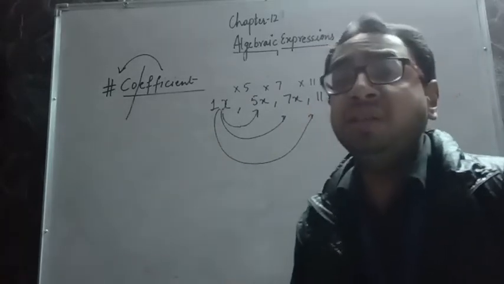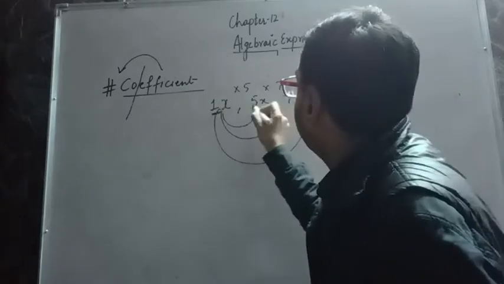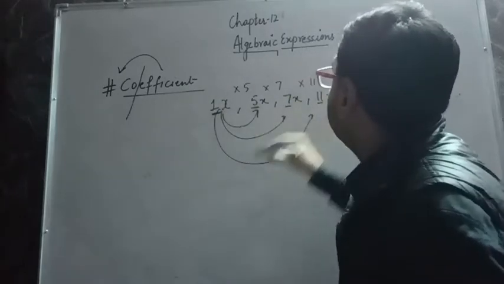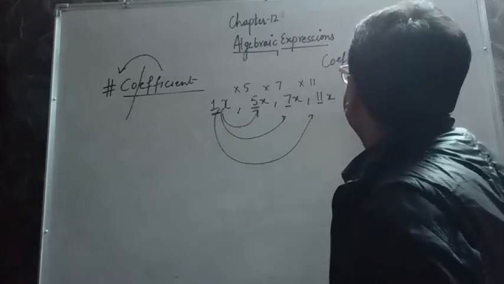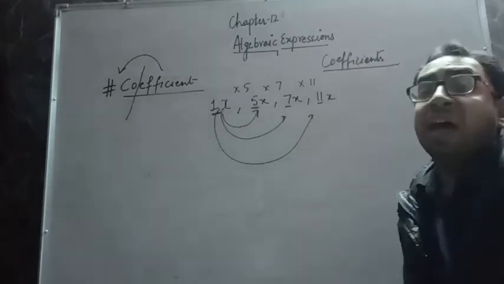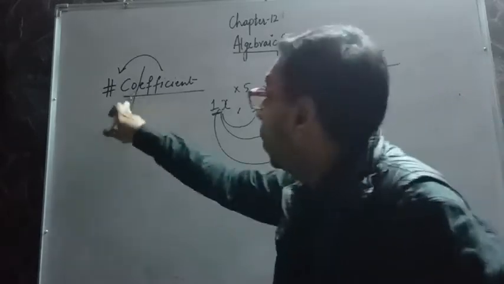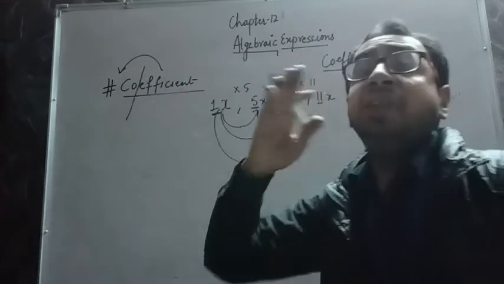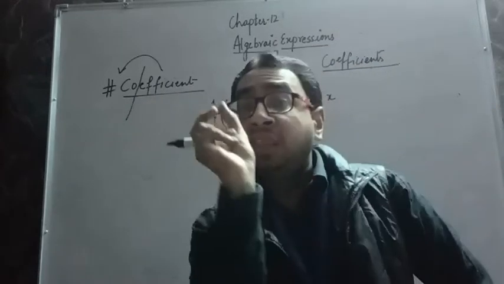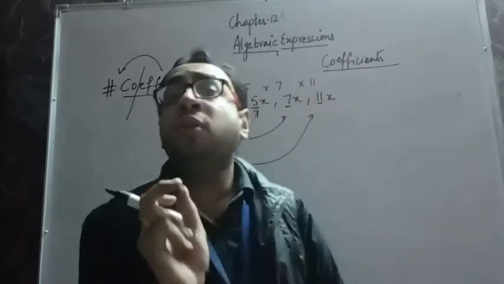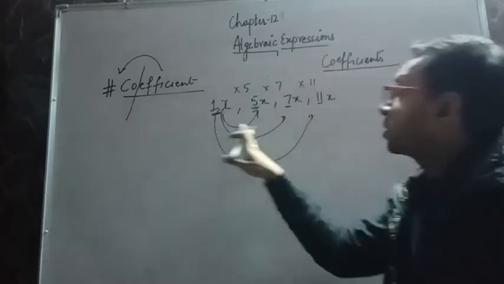And what is increasing its efficiency? These numbers. And these numbers are known as coefficients. Why "co"? Because they are put before. And why are they coefficients? Because by putting them before, we are increasing the value, we are increasing the power of that variable. Hence they are known as coefficients.